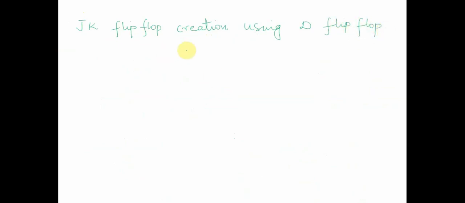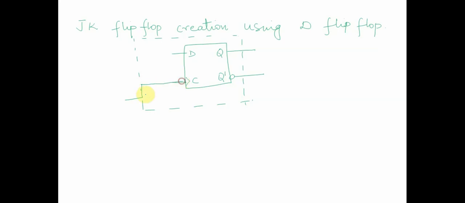What does this mean is we have a D flip-flop. This is Q, this is Q bar, this is D, this is C. C is connected over here, and we have a set of JK inputs which we need to connect to. Somehow we need a combinational logic to convert this into JK behavior. How do we do it?